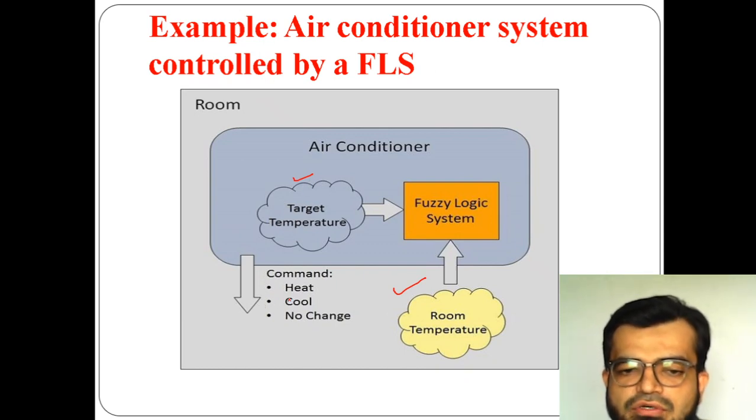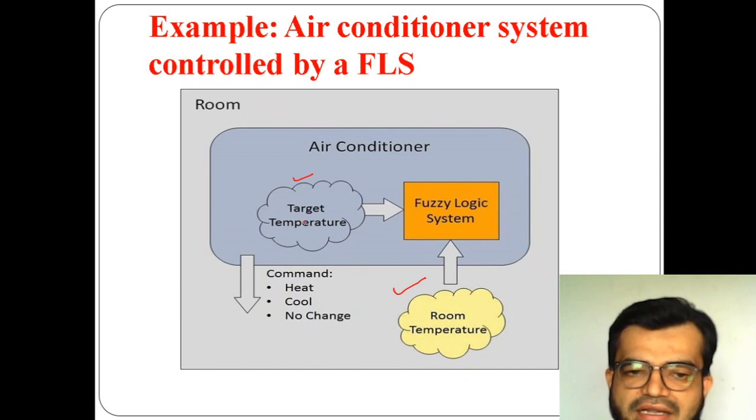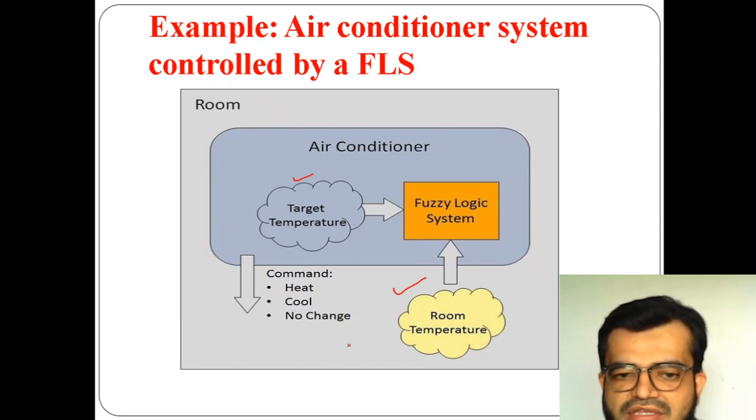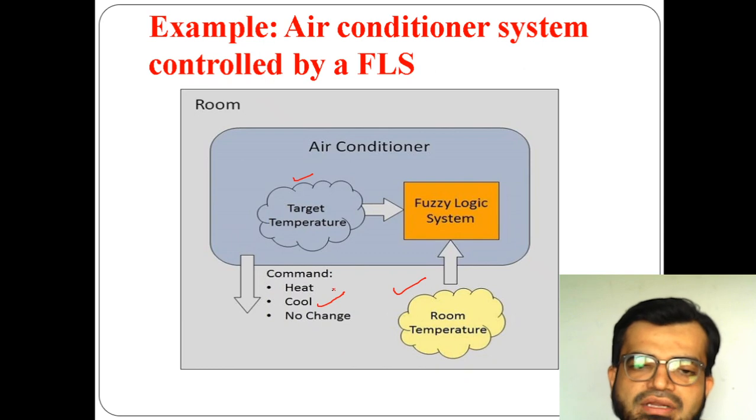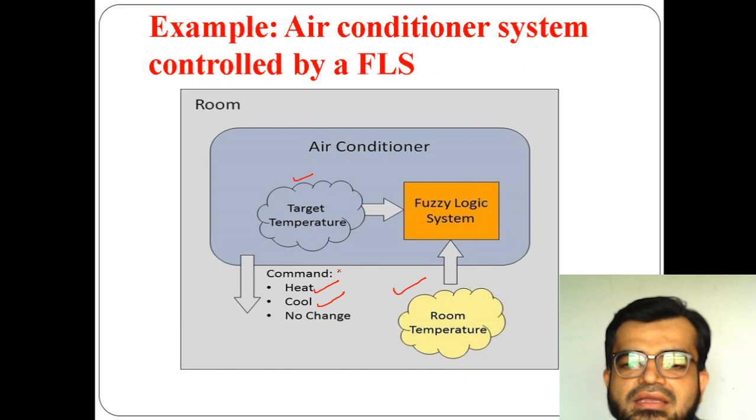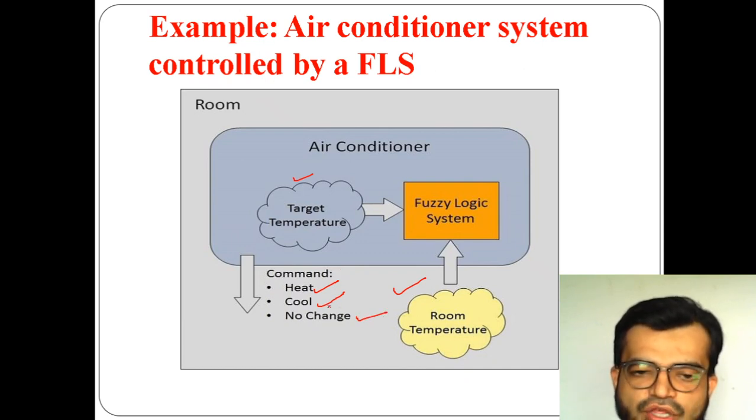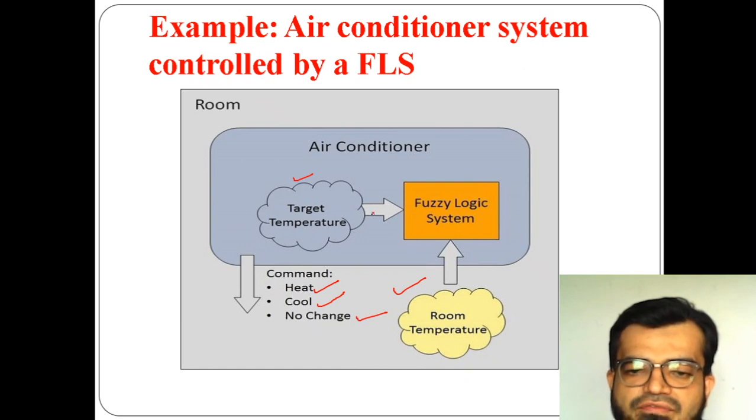When you are setting the target temperature, if I want to decrease the temperature, I should use the command cool. If I want to increase the temperature, I should use the command heat. But if I find that the room is already at a stable temperature and there is no need to change it, I can simply use a command called no change. This is how the air conditioner works, and the fuzzy logic system performs all of these things.